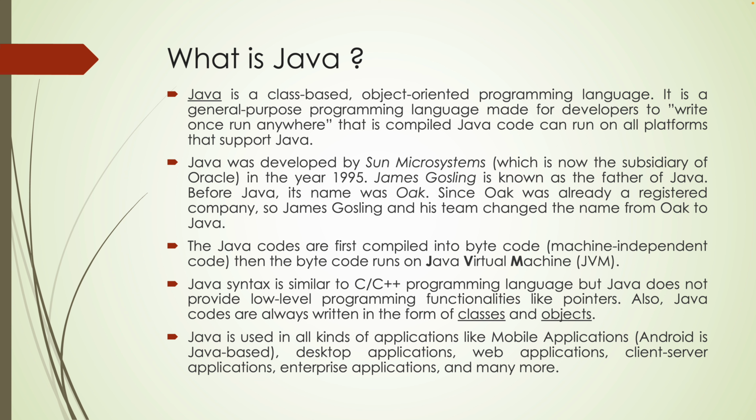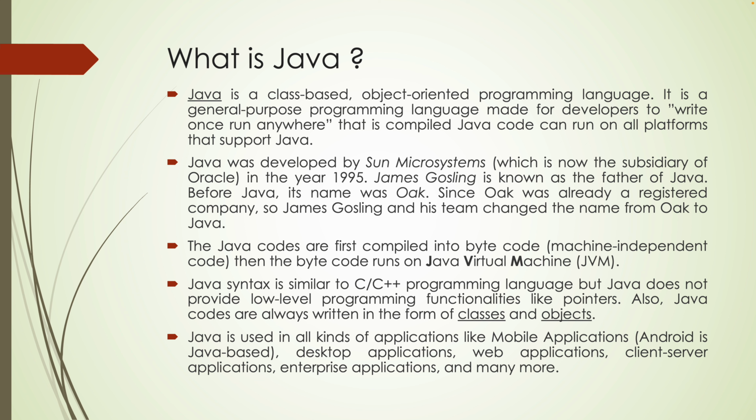So before Java, its name was Oak. Oak was already a registered company, so James Gosling and his team changed the name from Oak to Java.